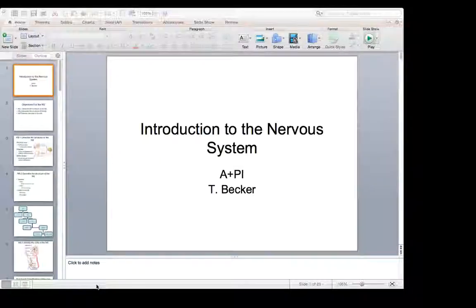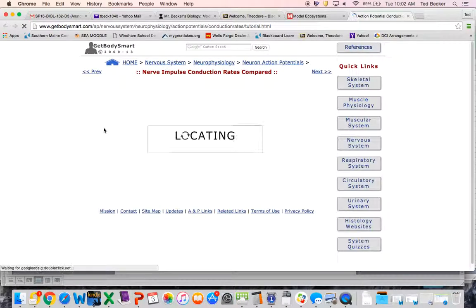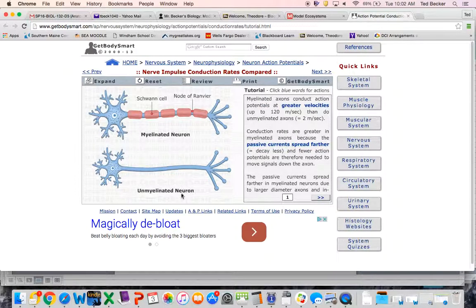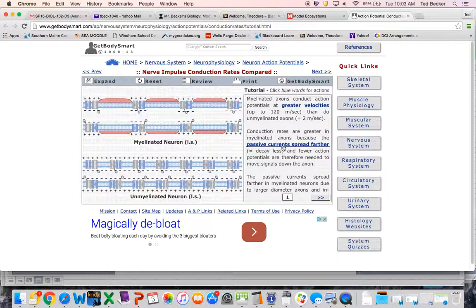So let's see if we can see a picture of that. And this is what it looks like. So with this unmyelinated neuron, you can see that the signal happens much faster up here. Obviously, this is exaggerated. All right. So you can take a look at that too if you need to.